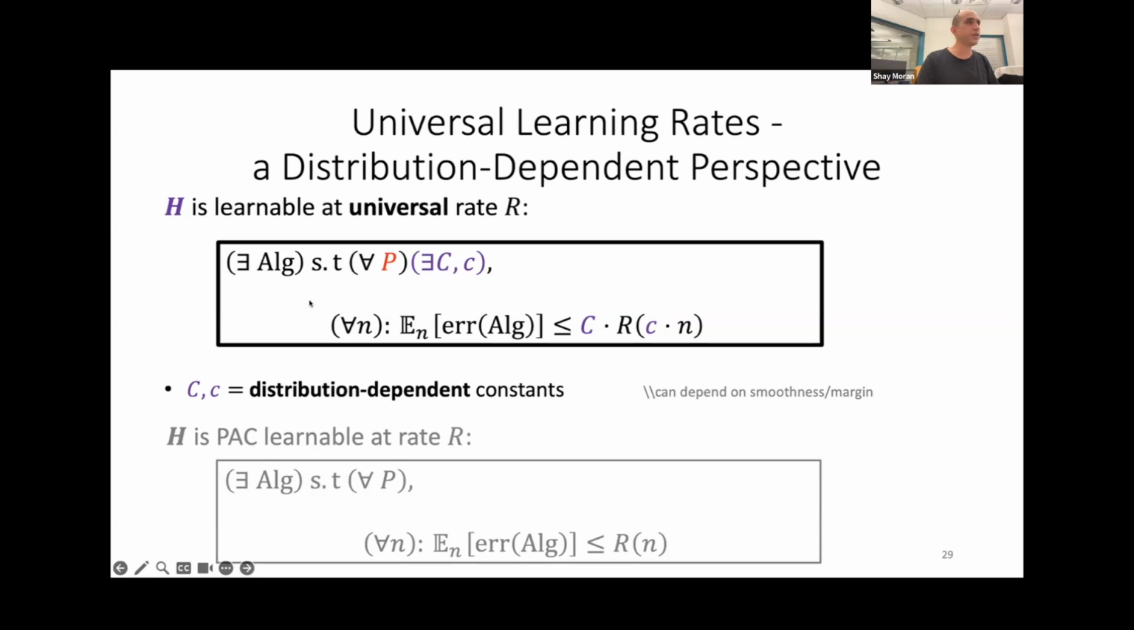But is the definition clear? Right, so the order of quantifiers is clear. We have an algorithm, and then for every P, so R exists, R is fixed. We are learnable at rate R if there exists an algorithm such that for every P, there are these distribution-dependent constants, and then for every n, as n goes to infinity, the rate is at most C times R of small c times n.